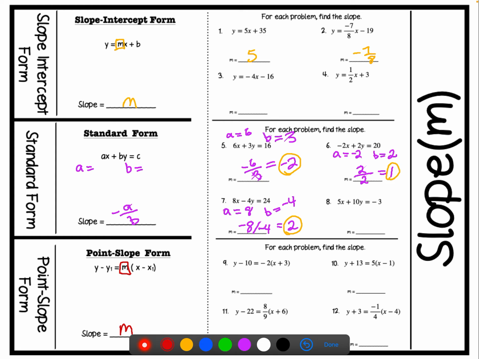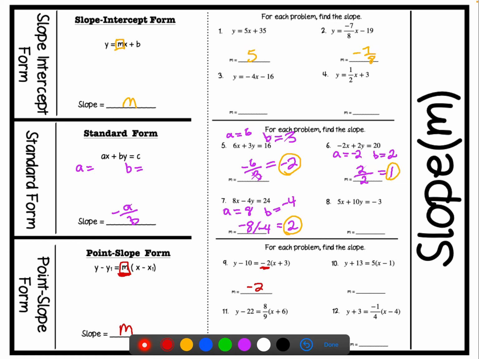Finally, we're looking at point slope form. Remember, point slope form is y minus y1 equals m times x minus x1. So in number 9, we have y minus 10 equals negative 2 times x plus 3. And we're asked to find the slope. If we look here, negative 2 is in front of our parentheses. And remember over here, m is the number in front of our parentheses. Therefore, our slope is negative 2, just like that.